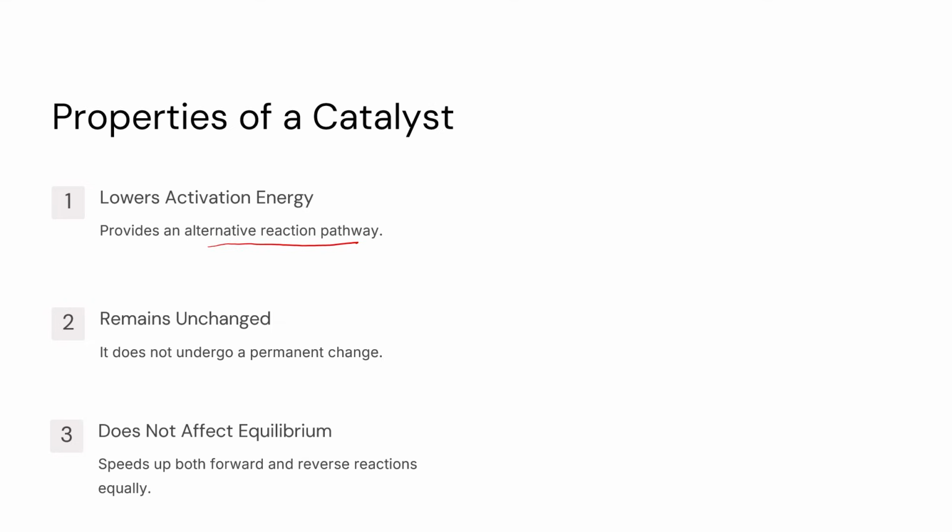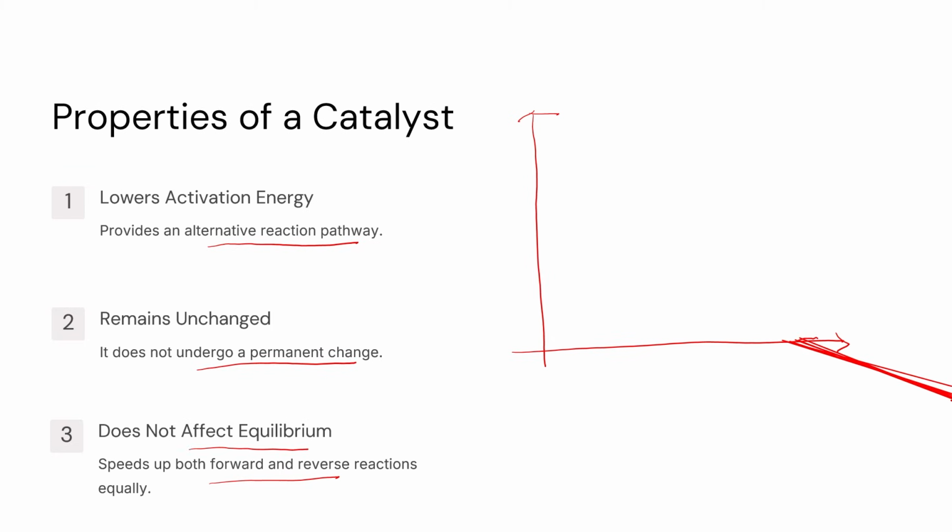The second important property of a catalyst is that it will never undergo a permanent chemical change. It means that at the end of the reaction, your catalyst will be regenerated. The next important property of a catalyst is that it does not affect the equilibrium of a reaction. That is, it speeds up the rates of the forward as well as the backward reaction. Now, what does this mean? Let us try to understand this again with a diagram similar to what we used in the previous slide.